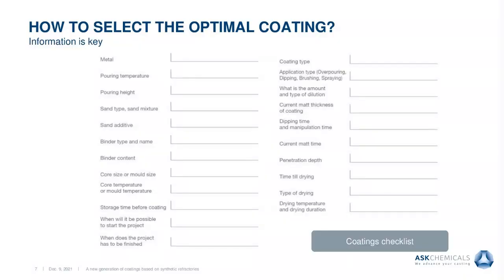To select the right coating, we need some basic information. So it means we need to have a good exchange of information between you as the applicant and us as the supplier of the coating. At least we need some information about the sand, about the binder, about the metal, and how you apply the coating. If we have that, then we can make the best selection for you. And these kinds of checklists are available on our homepage.